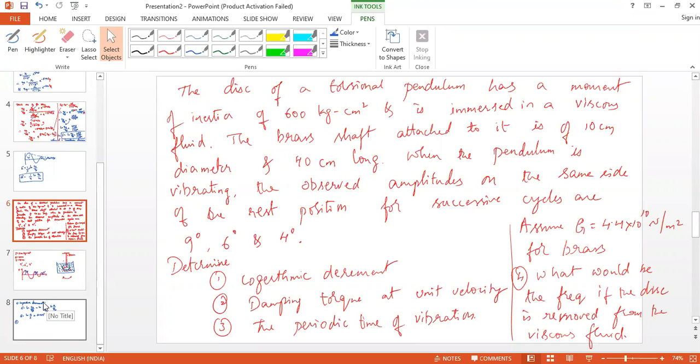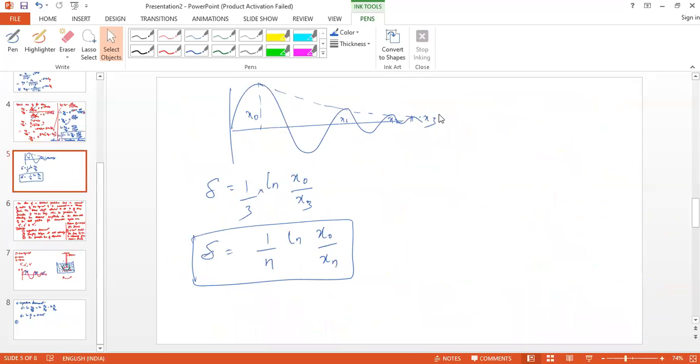Sir, no need to find the damping torque for the second and third one, sir. It will be the same. If you keep on finding for the second and third, we are getting the same answer, 0.405. You will get the same because this is an exponential curve.